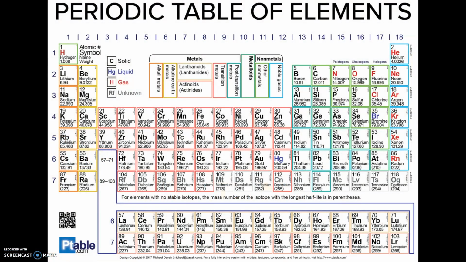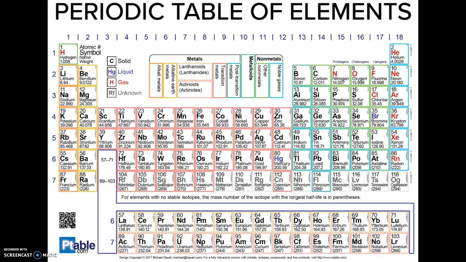The periodic table is a list of all the known elements. In the table, the elements are placed in the order of their atomic numbers, starting with hydrogen, which has an atomic number of 1 in the upper left corner. The atomic number of an element is the number of protons in that particular atom.